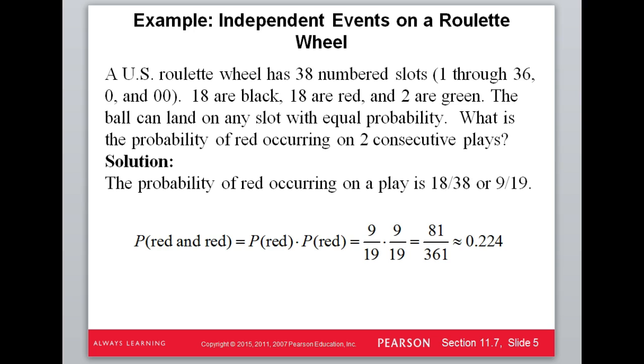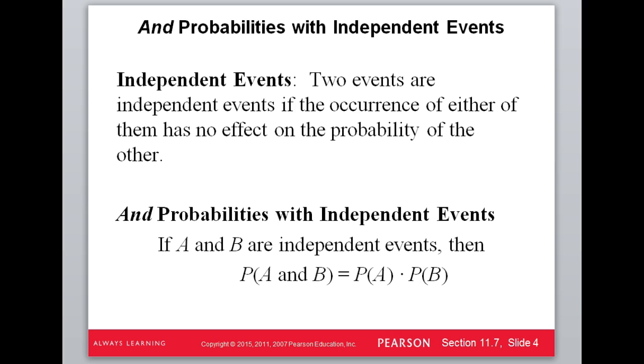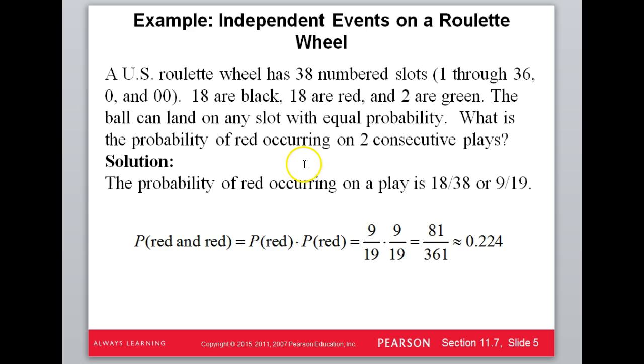Alright, now this means this is an AND rule. Why? Because even though it doesn't say the word AND anywhere, I could write it as the probability of red on the first, and red on the second. So I could write it as red and red.